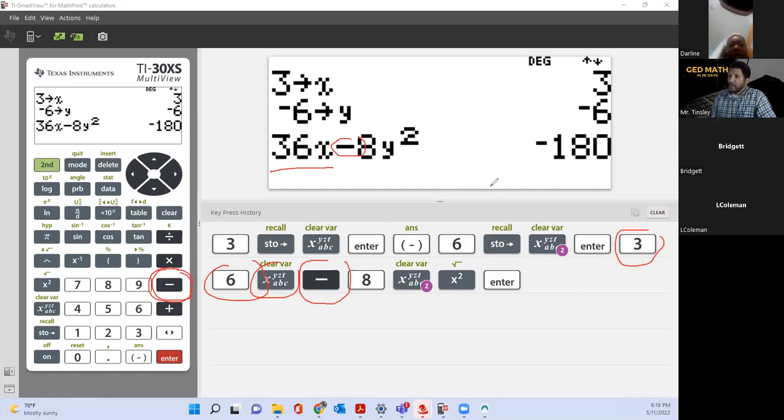And then you're going to type in 8y squared. So 8, you're going to hit the variable button twice to get to your y. You're going to hit your x squared button, and then you're going to press enter. Got it. I got -180. Yep, -180. You said about me in here yesterday.